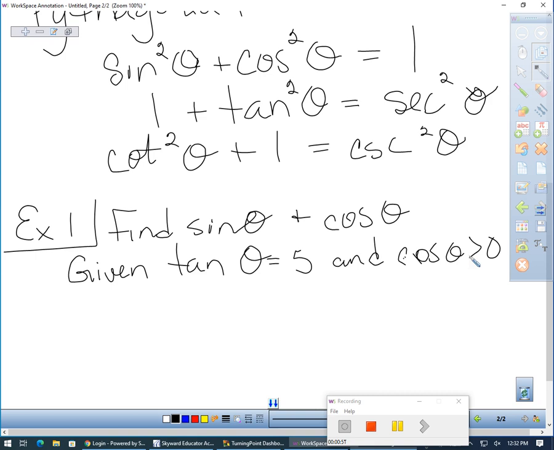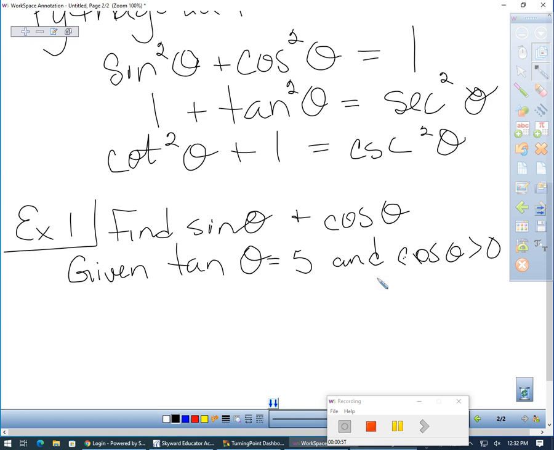So first of all, the reason we have to include this piece down here is because we already see that tangent is positive. That only happens in the first and third quadrants, right? And so cosine is positive means it has to happen in the first quadrant. So when we find our sine, that one has to be positive as well, okay? That's the only reason we have to include this sign here. This tells us whether or not sine is going to be positive or negative.